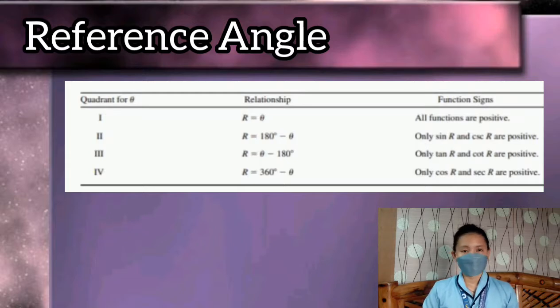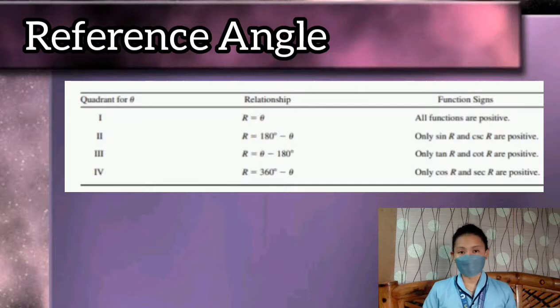For quadrant 2, that are angles that lie between 90 degrees and 180 degrees. The reference angle formula in degrees: the reference angle is equal to 180 degrees minus the angle. And in quadrant 2, only the sine and the cosecant are positive. So that is for quadrant 2.